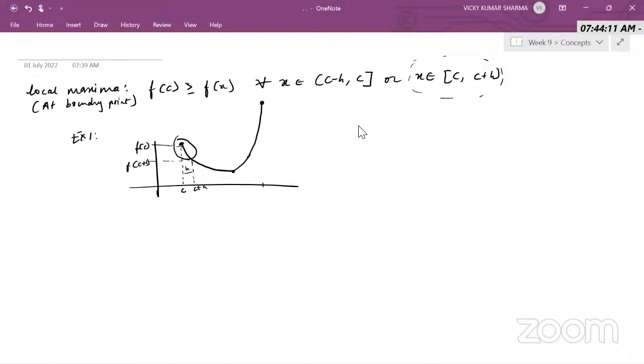So now what is happening at this point? If I'm using this point to check my local maxima definition, which interval should I be using, this or this? C minus h. So if this is c, an ending point, can I have c plus h in its domain? No, I cannot have it. It's not in the domain. So I just use c minus h, which is in the domain. Right.